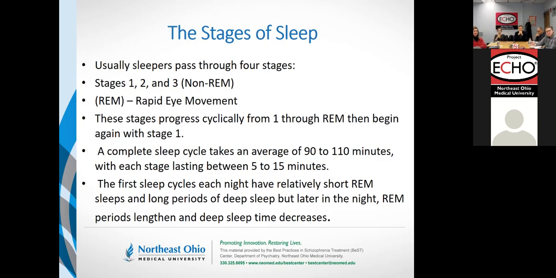A complete sleep cycle takes, on average, about 90 to 110 minutes, with each stage lasting between 5 to 15 minutes. The first sleep cycles each night have a relatively shorter REM sleep phase and long periods of deep sleep, but that changes later in the night where REM periods lengthen and the deep sleep time decreases.